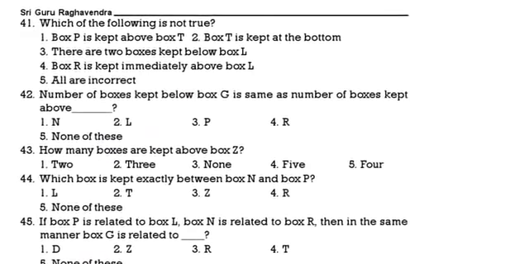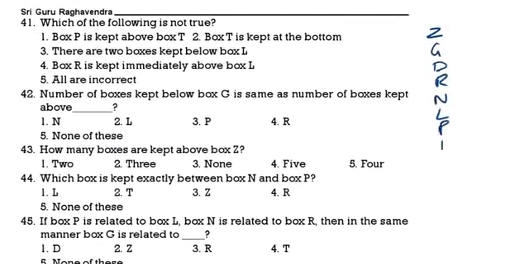See again, I will write the box. The first one is Z, the second one G, then D, then R, N, L, P, T. 1, 2, 3, 4, 5, 6, 7, 8. Okay. Which of the following is not true?